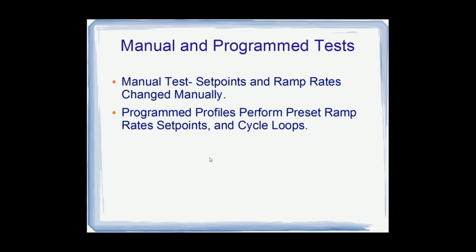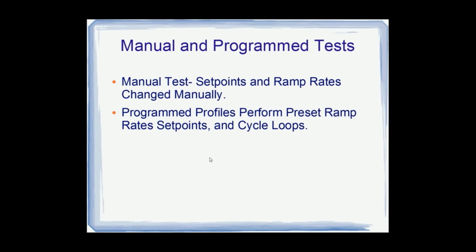Okay, now we're going to explain two different types of temperature tests that are often performed: manual and programmed tests. Now, in a manual test, you set the set points and ramp rates manually. So let's say you want to go to 50 degrees, you manually input 50 degrees, and then you allow it to ramp up and soak at your 50 degrees C, and then you would manually ramp the temperature down to your next temperature.